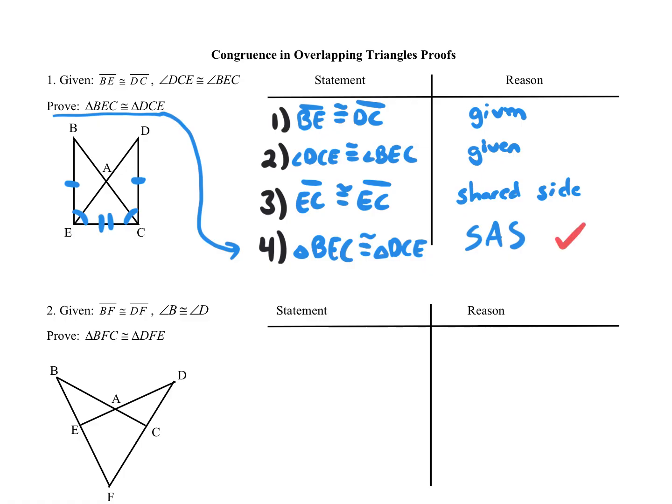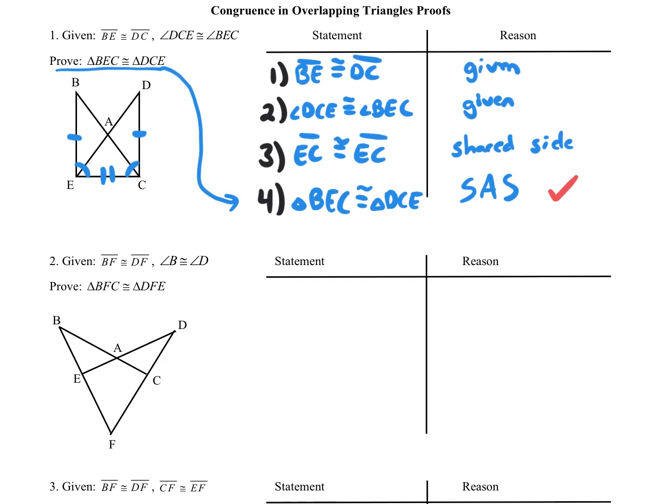I want you to try number 2 on your own. I will help you out here. We're trying to prove 2 triangles to be congruent, so you will have 4 statements. Go ahead and try number 2.